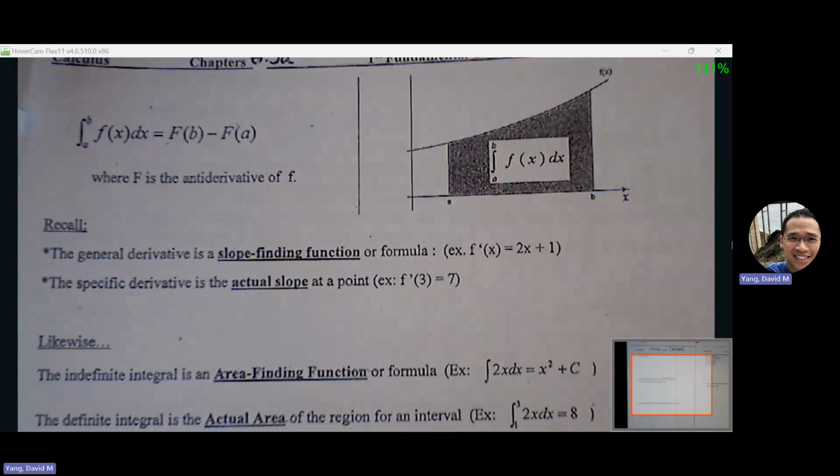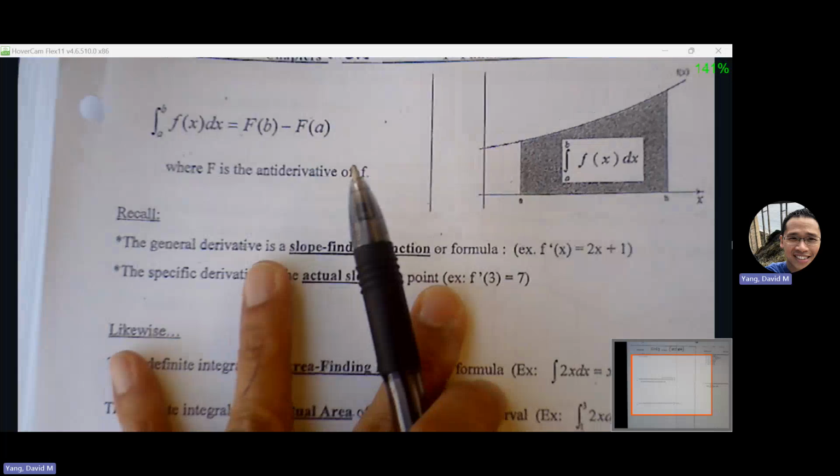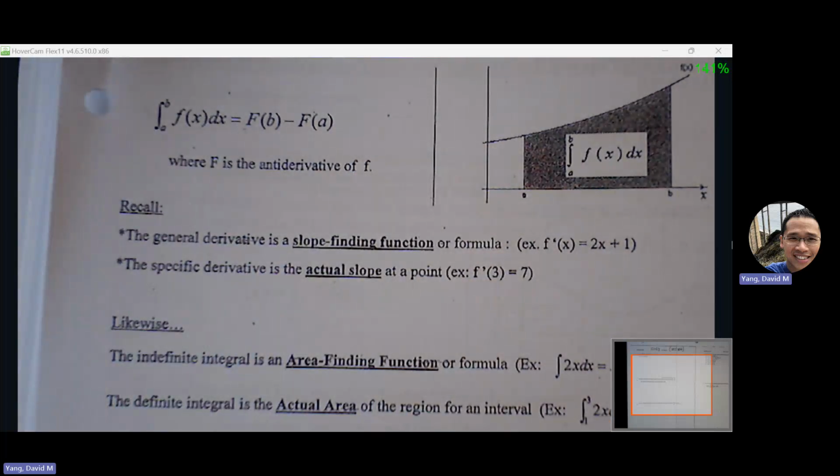I keep saying area related because if a region is below the x-axis or portions are below the x-axis, it doesn't quite get you the area. But for our purposes now, we can kind of refer to it as quote unquote area.